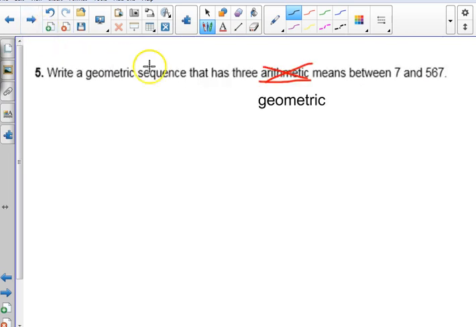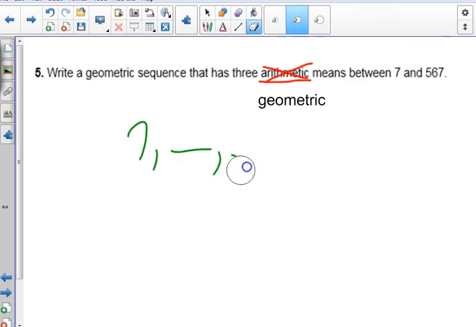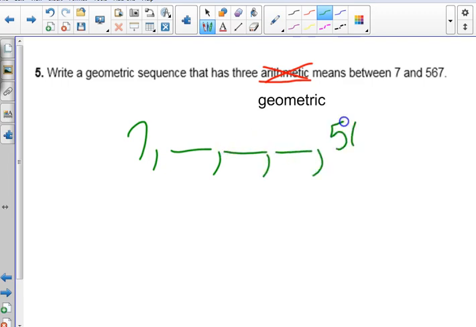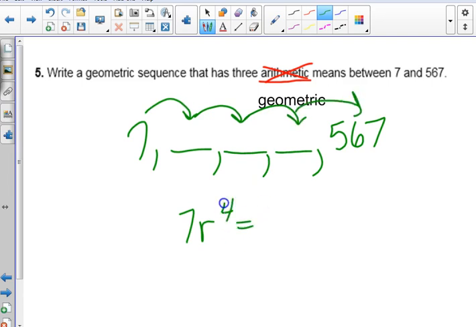All right, number 5 has an error on your worksheet. Write a geometric sequence that has 3 arithmetic means doesn't work out so well, okay? Let's go with a geometric sequence that has 3 geometric means between. So what am I going to do? The Hofbauer method is draw 3 spaces. 5, 6, 7. Okay. So 7 was multiplied by how many r's? 4, right? It's r to the 4th.